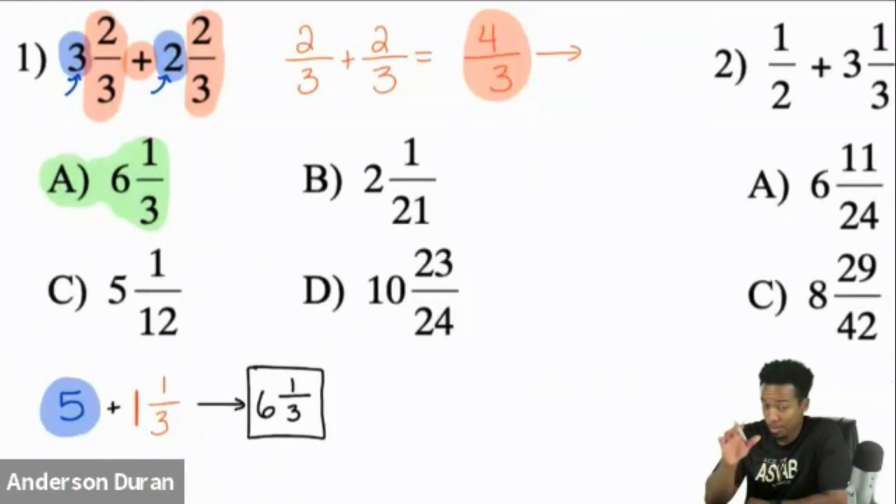So put your pencils down, pay attention. I added the whole numbers first, and then I added the parts. It just so happened that adding the parts left me with an improper fraction. And so all I needed to do from that point was to turn that improper fraction into a mixed number and slap it back with the original number. That's all we had to do there. Just slap it right back.